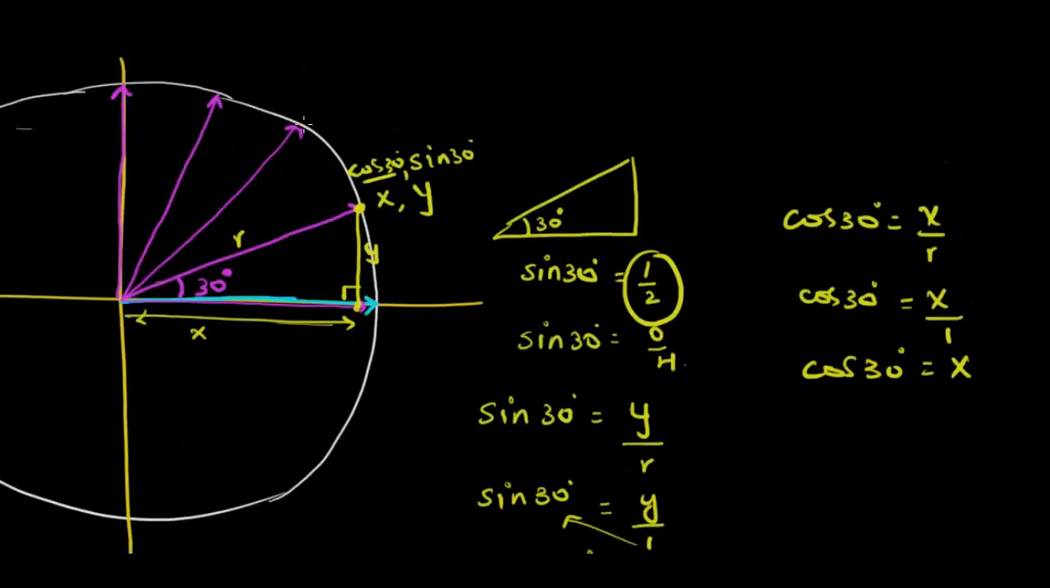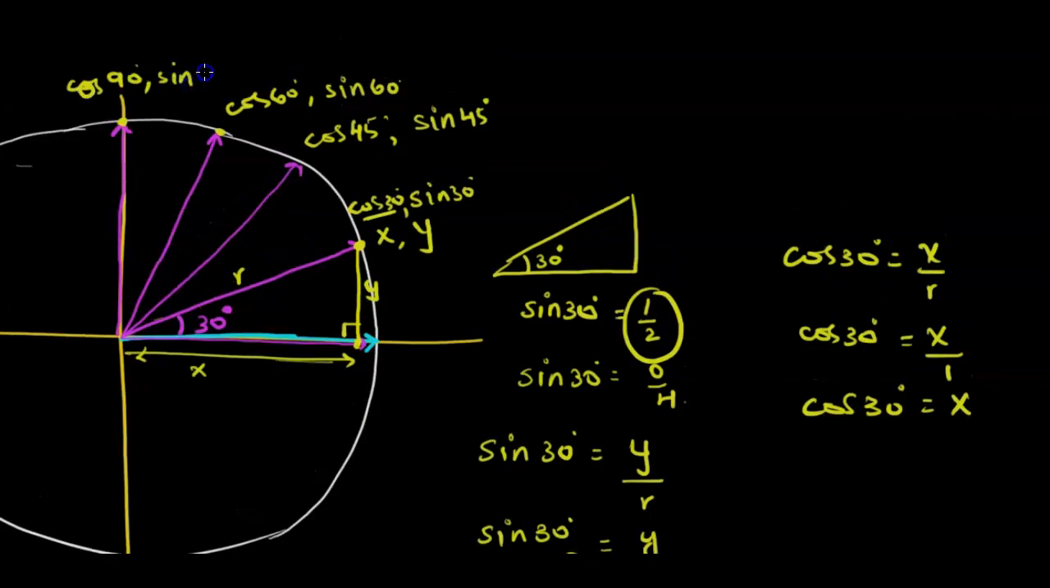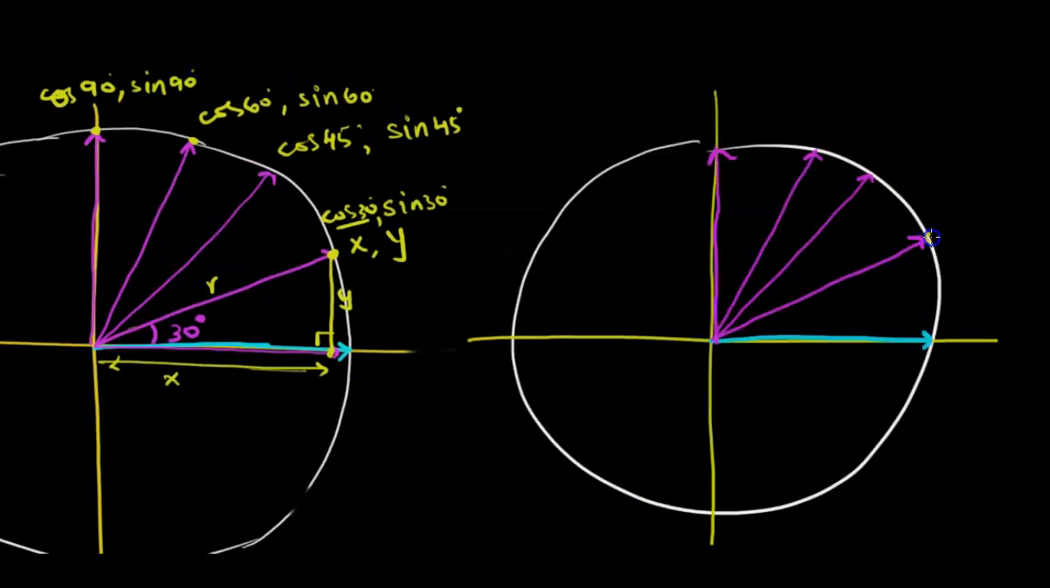Similarly, the coordinates for this point could be cos 45 comma sine 45. Coordinates for this point is cos 60 comma sine 60. And coordinates for this point is cos 90 comma sine 90. In other words, we can say that the coordinates of this point are going to be, because cos 30 is root 3 over 2 and sine 30 is 1 over 2, cos 45 is 1 over root 2 and sine 45 is 1 over root 2, cos 60 is 1 over 2, sine 60 is root 3 over 2.